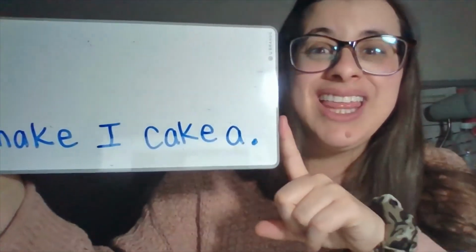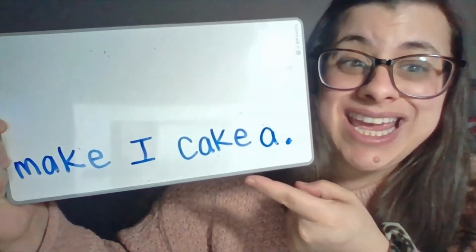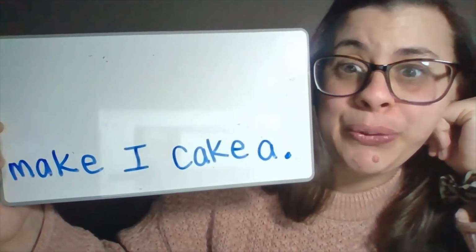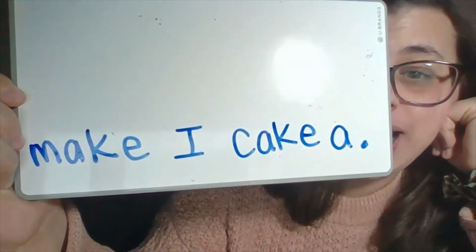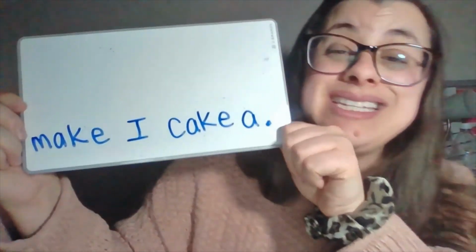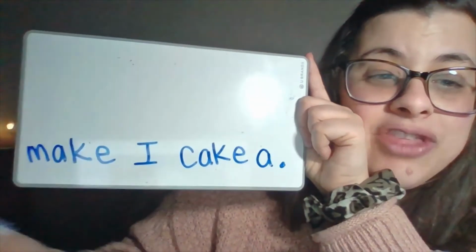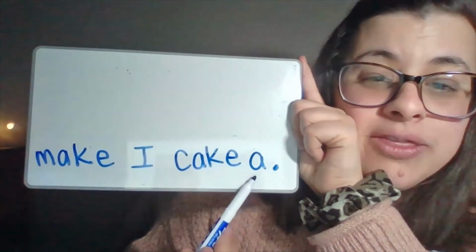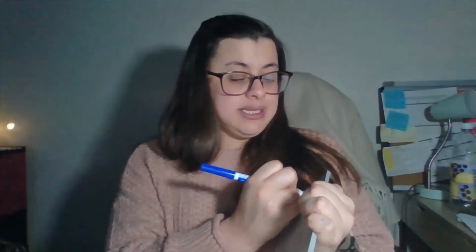Oh, this sentence is all mixed up, and I need you to make this sentence say, I make a cake. Wow. Your teacher's going to pause the video, and you're going to help me put this sentence back together. My sentence should say, I make a cake. We know that a sentence begins with an uppercase letter, and the only uppercase letter that I see is I. So I is going to be the first word in my sentence.